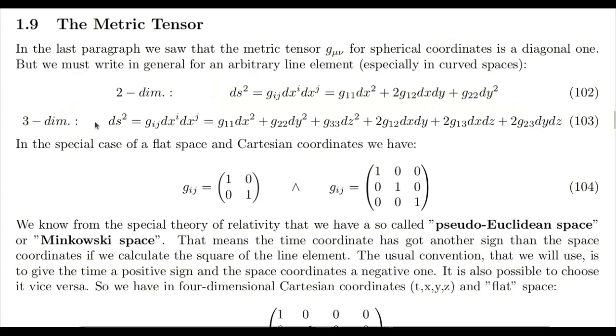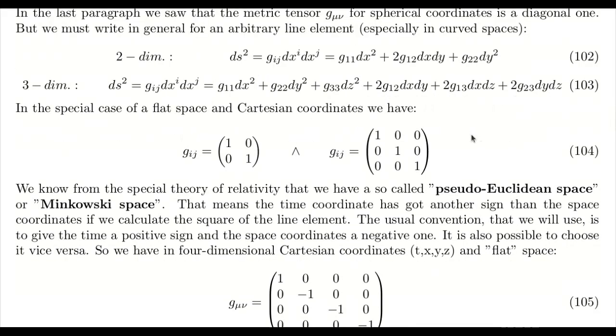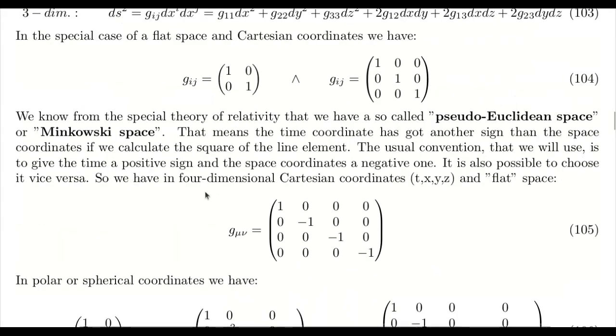And in the three-dimensional space, we don't have 9 independent components, we have only 6, because 3 are double because of the symmetry. So dx dy is double, dx dz is double, and so on. In the special case of flat space and Cartesian coordinates, the metric tensor is the unit matrix. In the two-dimensional space, Gij is 1, 1 on the diagonal, or in three dimensions, 1, 1, 1, 104 here.